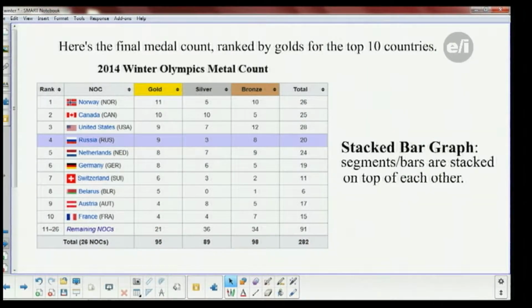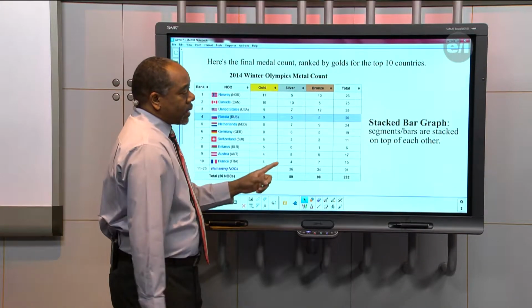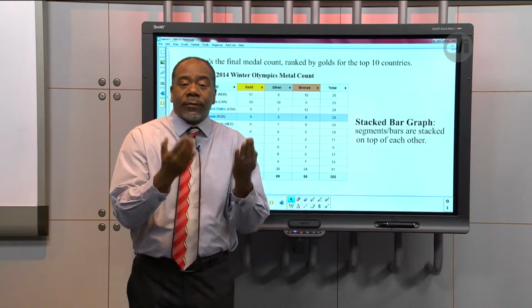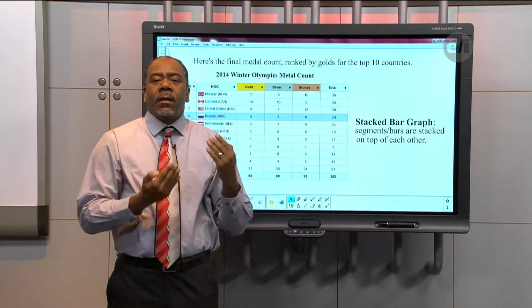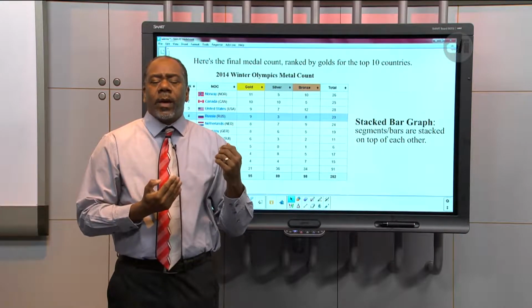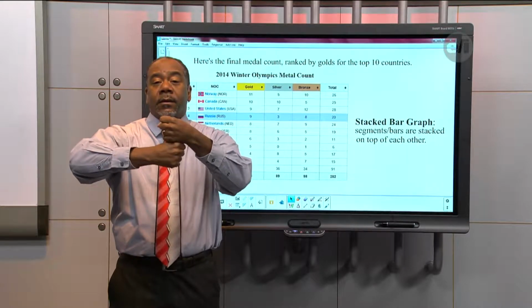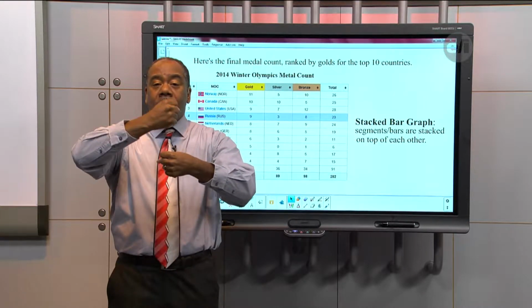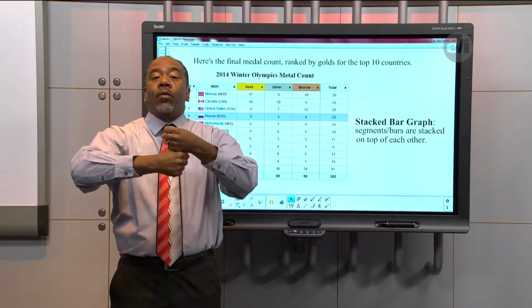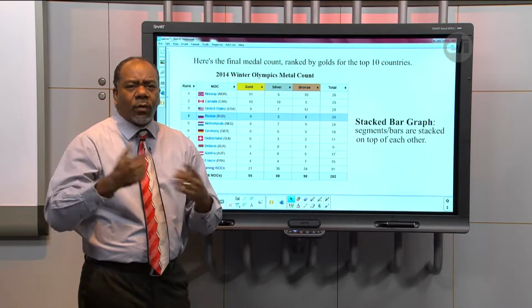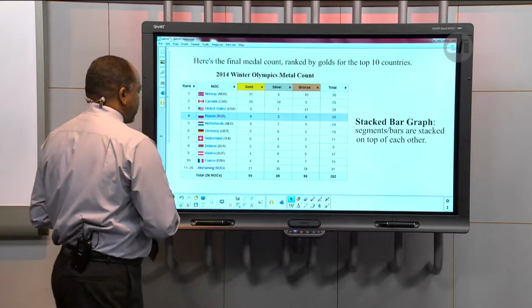My question is, how could I capture all of that? What I decided I would do is a stacked bar graph. Normally your bar graphs, you have your bars next to each other. Well, I thought a good way to represent this would be bars stacked on top of each other, with one representing gold, one representing silver, and one representing bronze, and you could really look at it and see who had the most. So let's take a look at how you would do that.